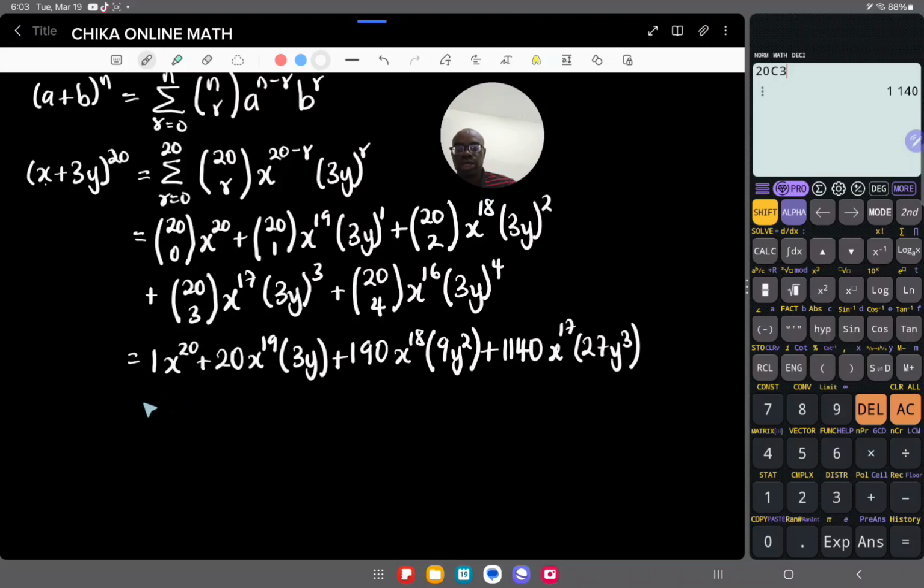Then the last one is 20 combination 4, okay? So if we press 20 combination 4 in the calculator, we have 4,845, okay? X raised to power 16, then 3y raised to power 4. 3 raised to power 4 is 3 times 3 times 3 times 3, which is what? 81, okay? Y raised to power 4, okay?